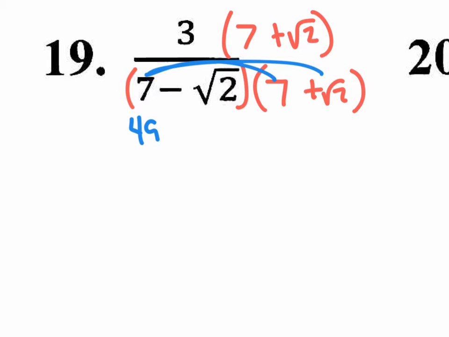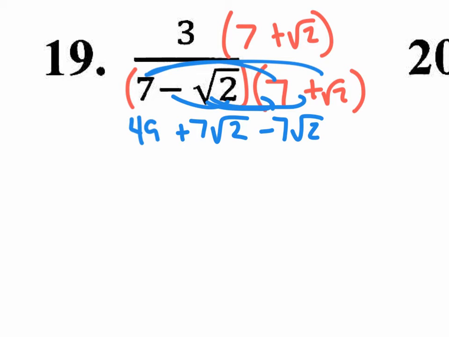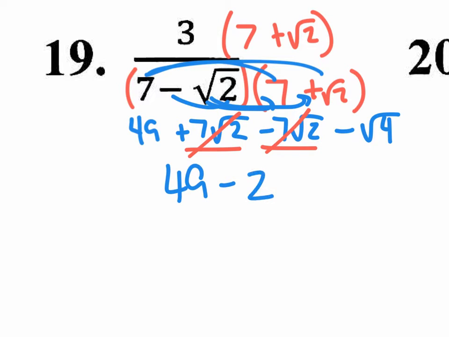Okay? So when you distribute on the bottom, 7 times 7, that's 49. 7 times the square root of 2 is positive 7 square root of 2. And then negative square root of 2 times 7, that's negative 7 square root of 2. And negative square root of 2 times positive square root of 2 is negative square root of 4, which we know later becomes the nice number 2. So the middle terms, positive 7 square root of 2 and negative 7 square root of 2 cancel out. What you end up with is 49 minus 2, which is 47. That's the denominator. That's not the answer. That's barely the number on the denominator.